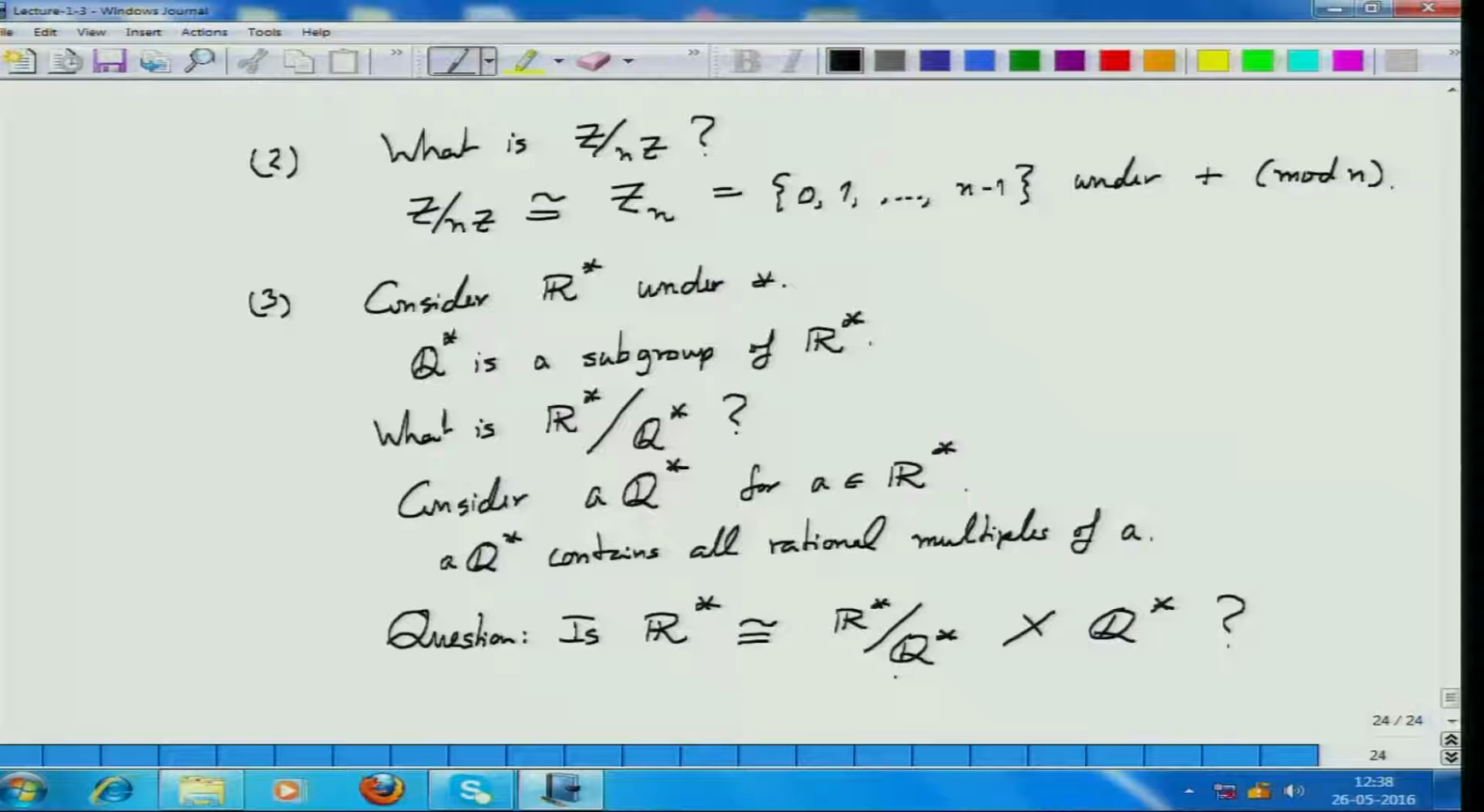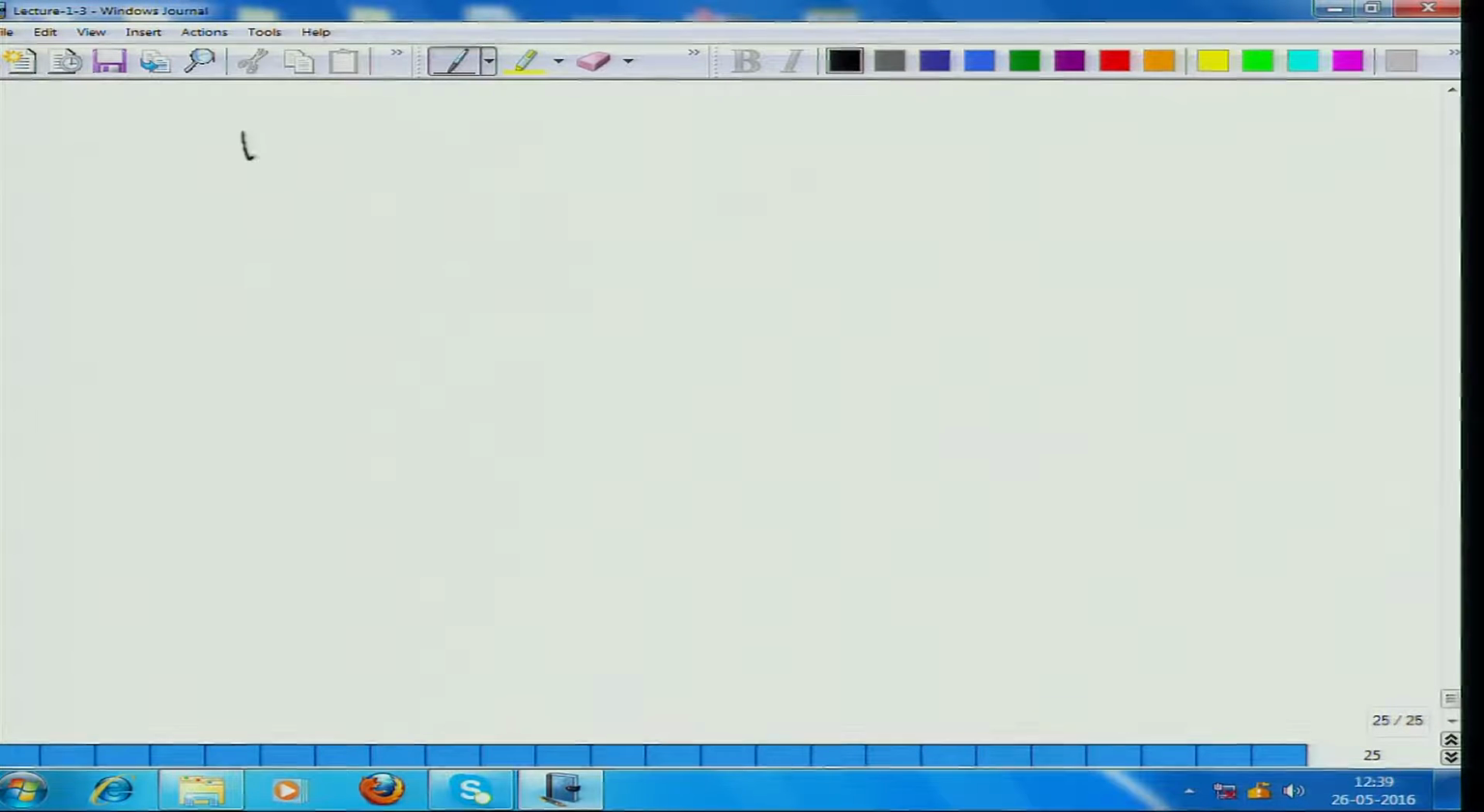Is R star isomorphic to this quotient group product with Q star? This is not always true. For example, integers. So, for example, we know that integers are not isomorphic to 2Z cross Z by 2Z. Why do we know this?